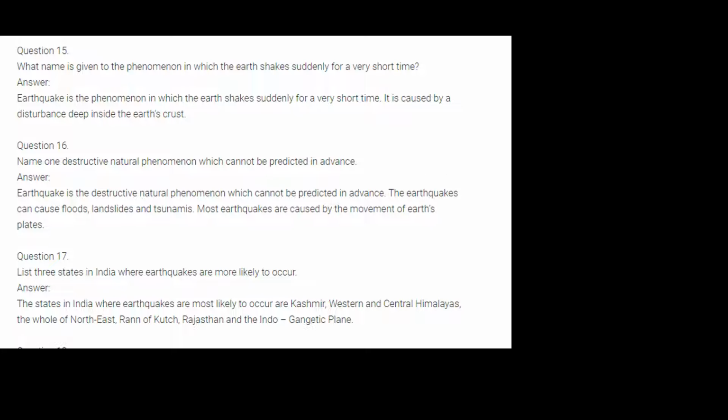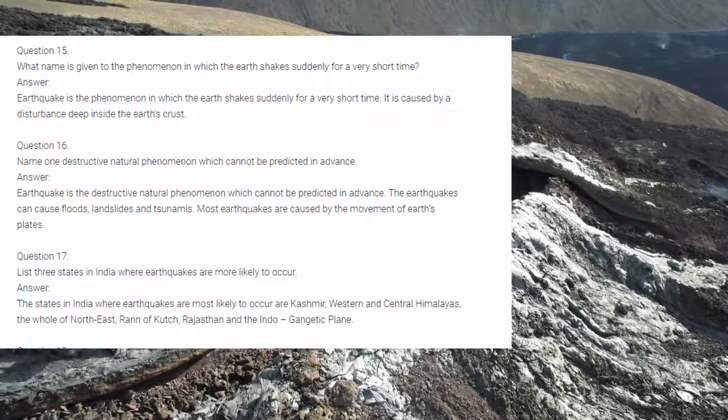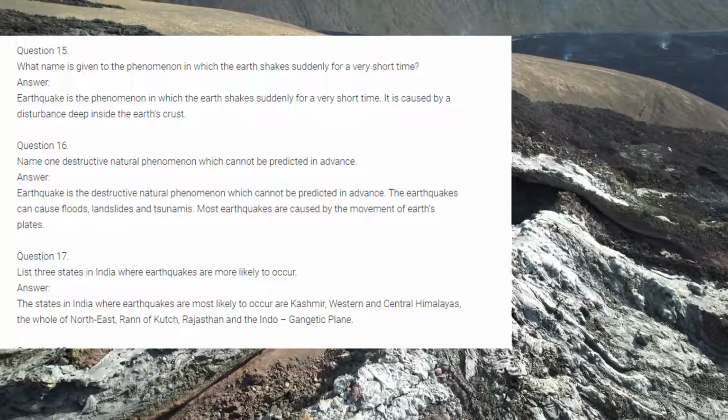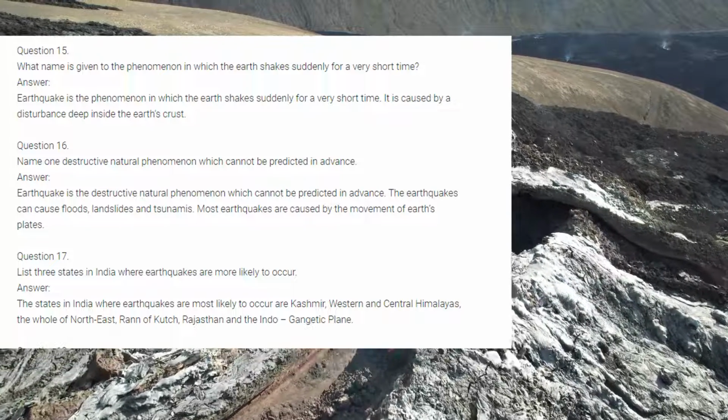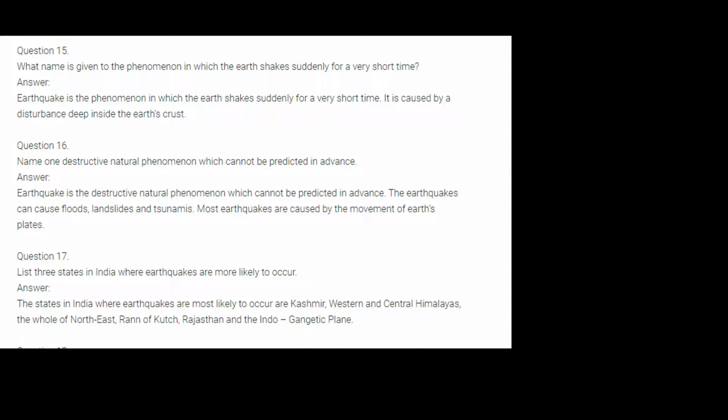Question 16. Name one destructive natural phenomenon which cannot be predicted in advance. Answer: Earthquake is the destructive natural phenomenon which cannot be predicted in advance. The earthquakes can cause floods, landslides and tsunamis. Most earthquakes are caused by the movement of Earth's plates.